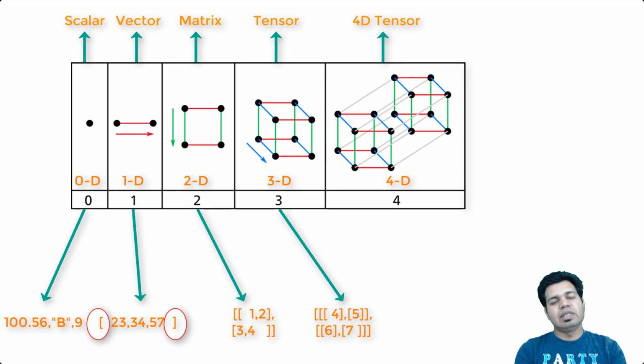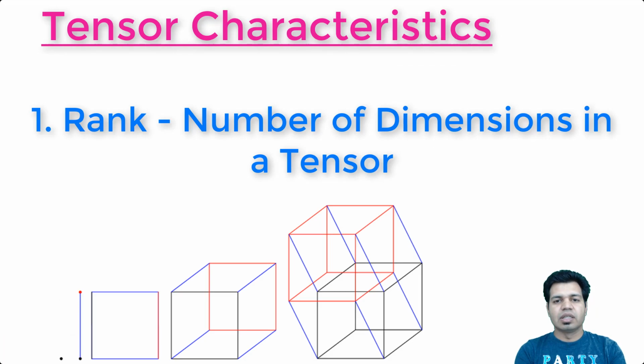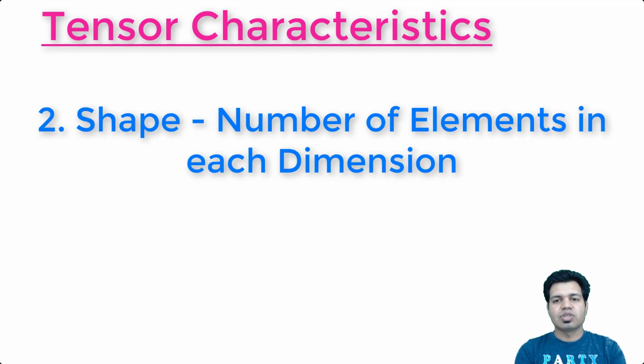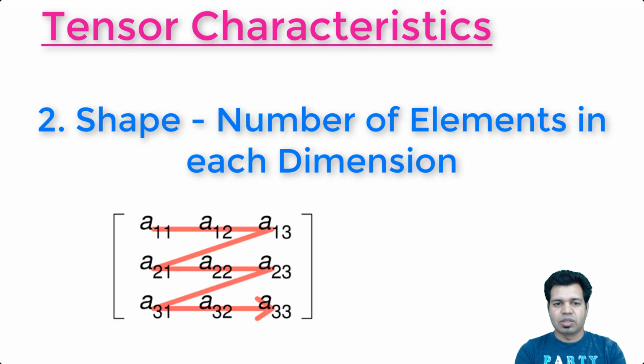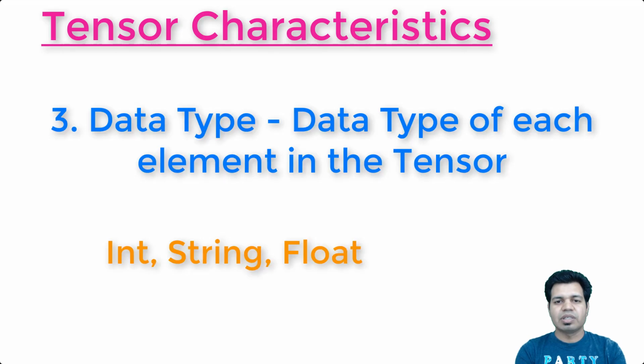Now, folks, tensors have three defining characteristics. Number one is rank, which represents the number of dimensions in it. Number two is shape, which represents the number of elements in each dimension. And the third and last characteristic is data type, which represents the data type associated with each element in the tensor.